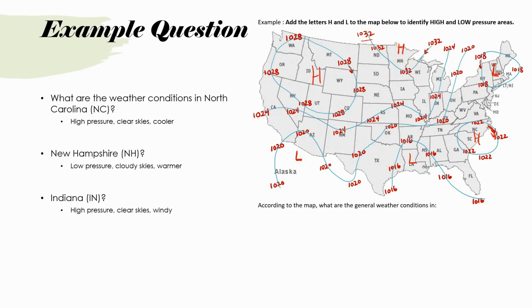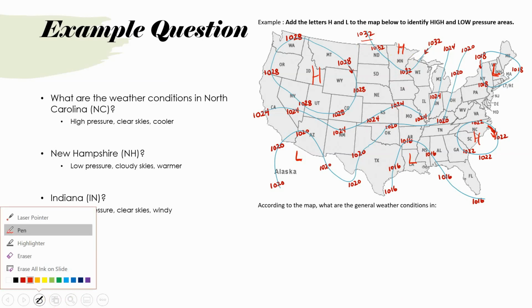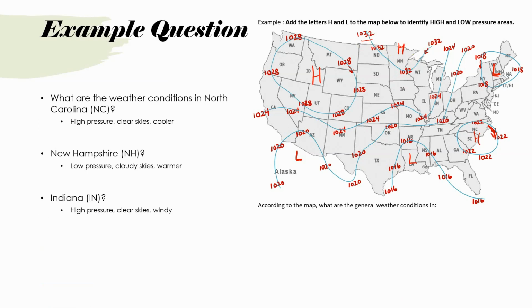Okay, so what are the weather conditions in North Carolina? Let's take a look here. North Carolina is right around here. We know it's going to be a high pressure area. High pressure means that it's going to be clear skies. We talked about that a couple of slides ago. And also it's generally going to be cooler than the surrounding area in a high.